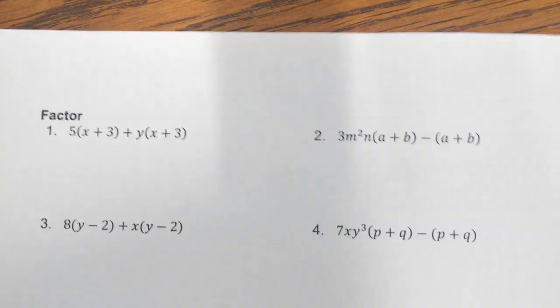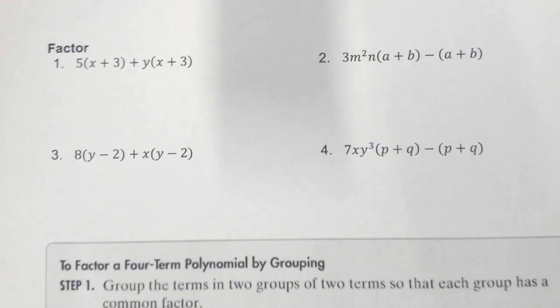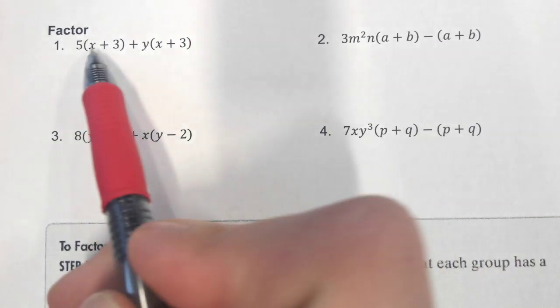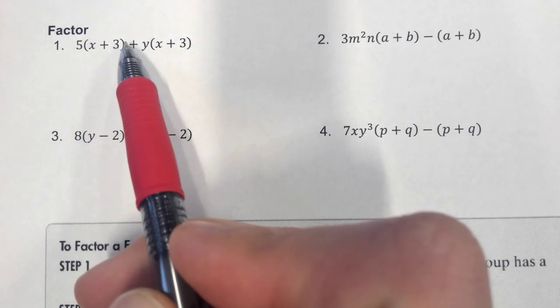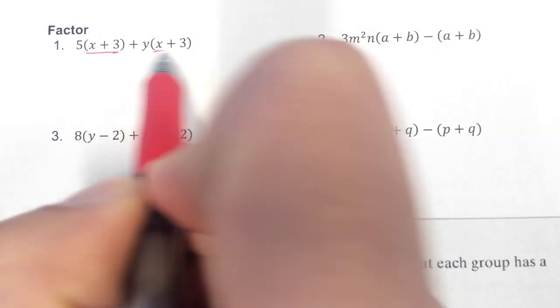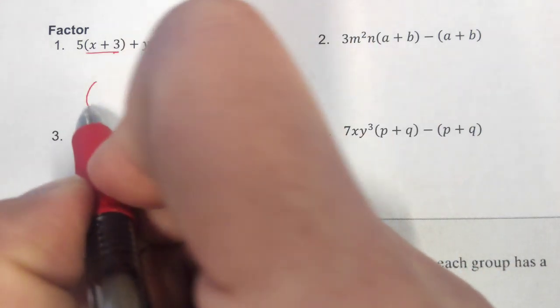Okay, so we're going to move on to page 3 here. And this is going to be setting us up for factoring by grouping, which we'll see down here just at the bottom half of this page. So these ones look more complicated, but they're really not. We've got 5 times x plus 3 plus y times x plus 3. So what that means is there is an x plus 3 in common. So we can factor out that x plus 3 from each of those 2 terms.